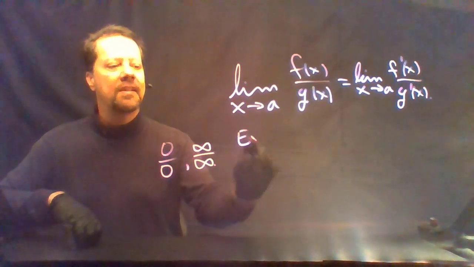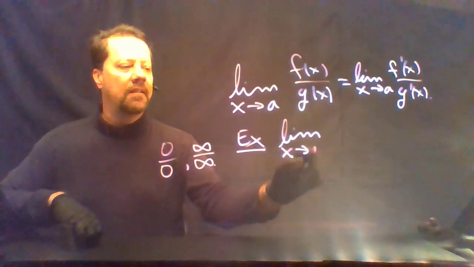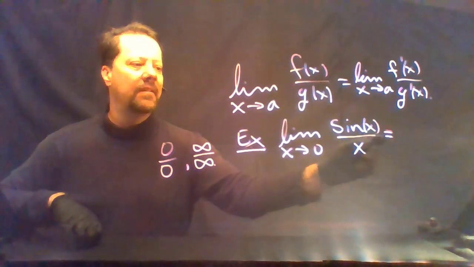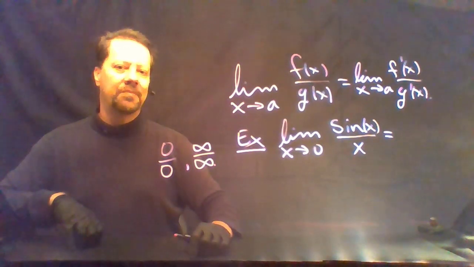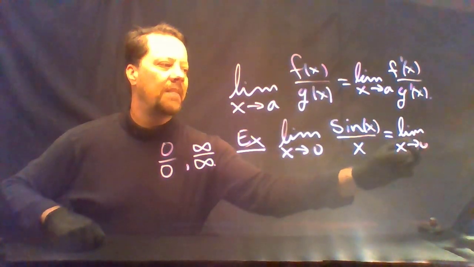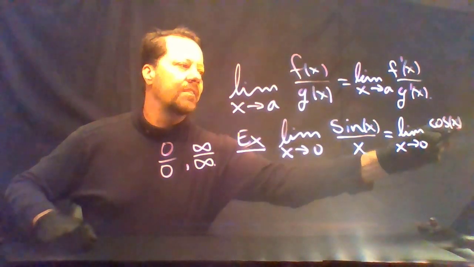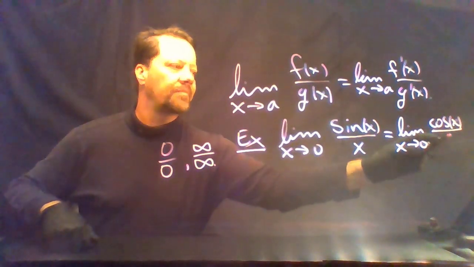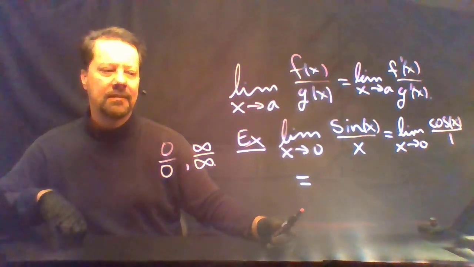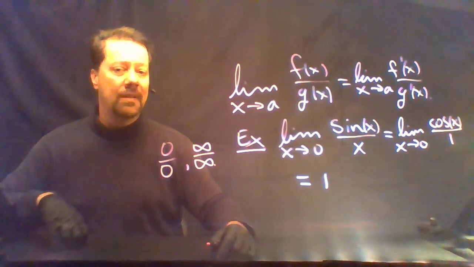Before proving this, let me give you an example. We already know that sine x over x tends to 1 as x tends to 0. L'Hopital's rule says take the same limit, but take the derivative of sine, that's cosine, and the derivative of x is 1. The cosine of 0 is 1, and so you end up with 1 divided by 1, or a limit value of just 1.